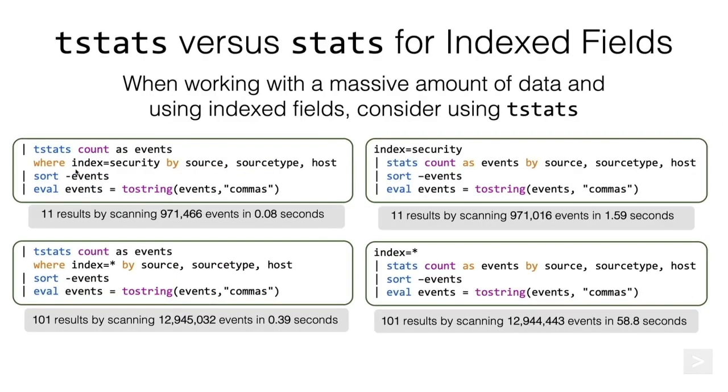When you're running searches that are accessing just indexed fields and you're using the stats command, think about doing a tstats instead. The performance benefits can be phenomenal. So in each of these cases, we have a regular stats version of a search and its tstats version. And as you can see, 0.08 seconds for the tstats version, 1.59 seconds for the stats version. The performance gains are very significant.